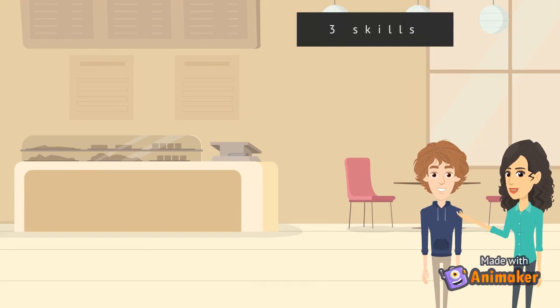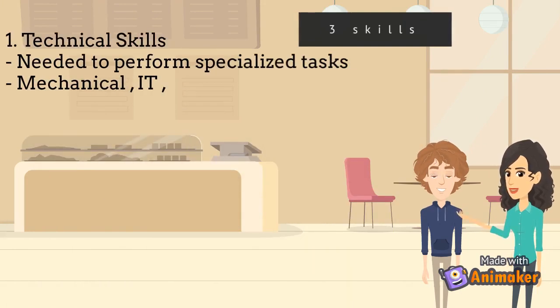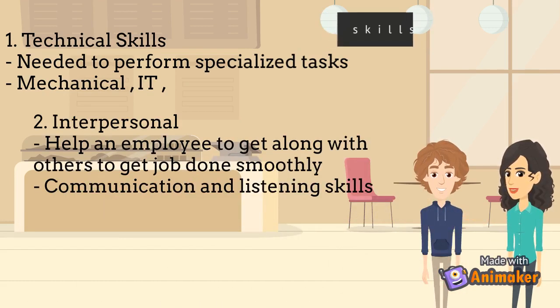Employee training can be categorized into three skills. Firstly, technical skills. Technical skills are the abilities and knowledge needed to perform specialized tasks. They are normally related to mechanical and IT. Secondly, interpersonal skills. Interpersonal skills help an employee to get along with others to get the job done smoothly. Interpersonal skills include communication and listening skills, attitude and deportment.